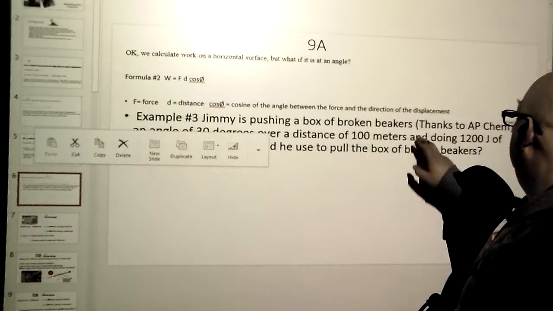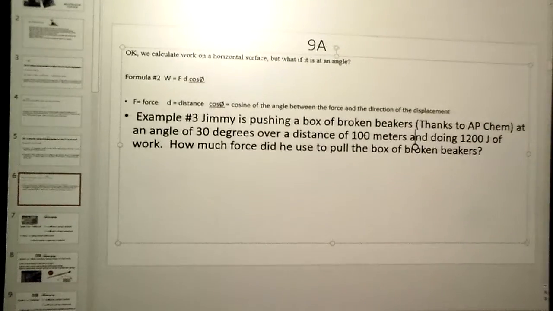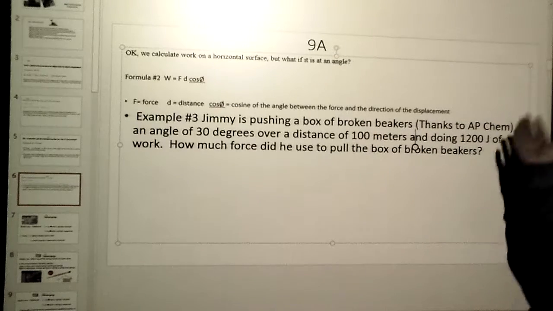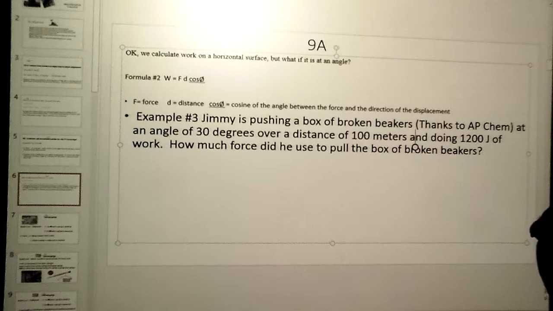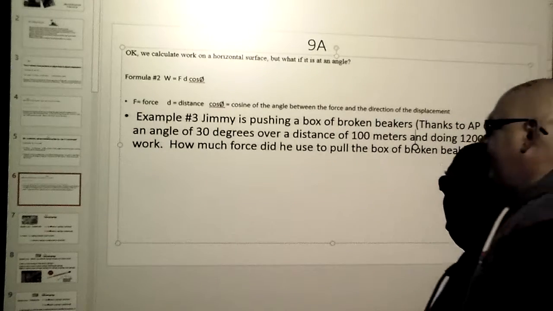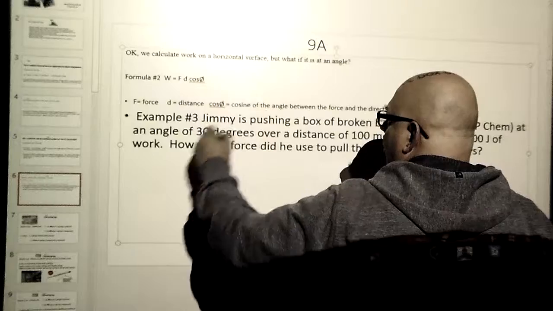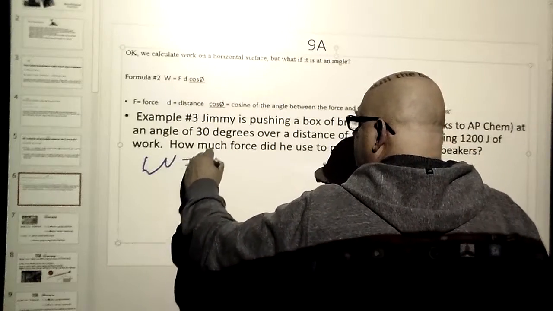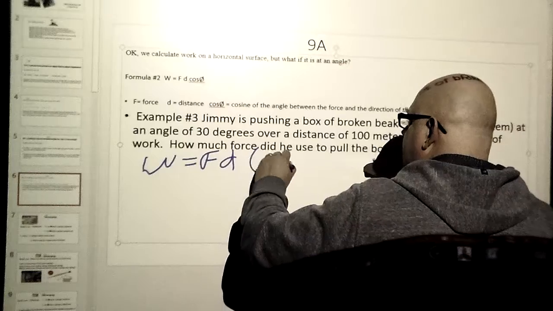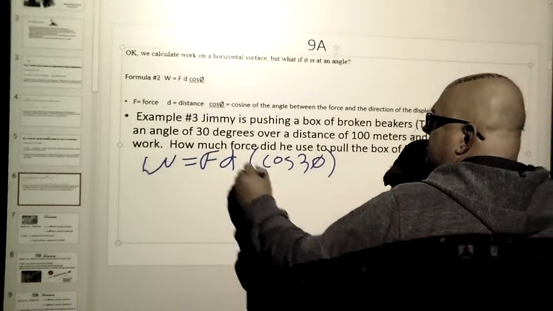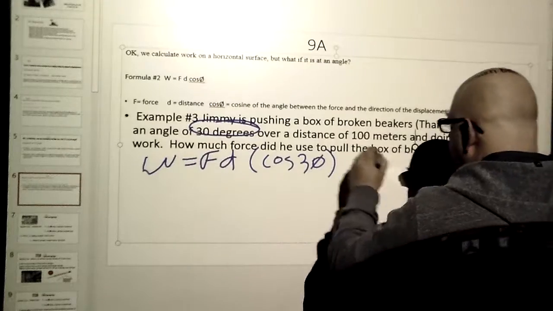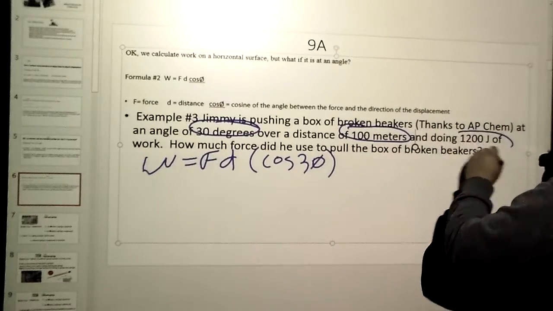When we look at the next one here, Jimmy is pushing a box of broken beakers, thanks to AP Chem, at an angle of 30 degrees over a distance of 100 meters and doing 1,200 joules of work. How much force did he use to pull the box of broken beakers? So we've got to look for force. I know that work is equal to force times the distance times the cosine of 30 degrees. I have a distance of 100 meters and 1,200 joules of work.